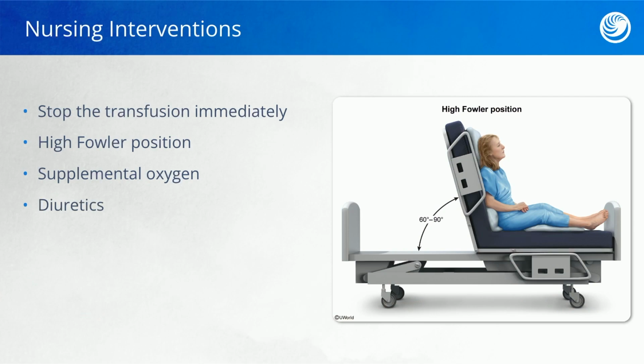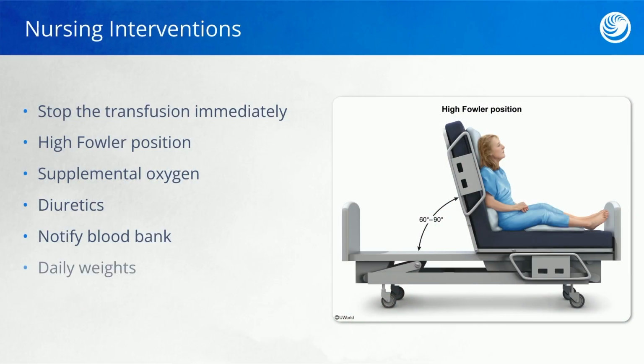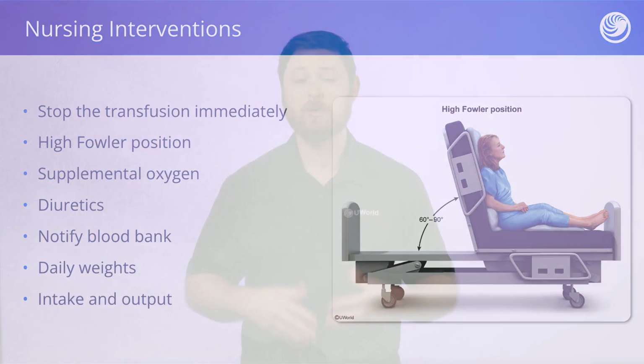Diuretics are commonly ordered and administered to help remove the excess fluid volume from the body, and we should notify the blood bank and save the blood specimen in order for them to test it and make sure that the client has not experienced another type of blood transfusion reaction. Lastly, we want to monitor daily weights and intake and output to assess for any further fluid volume retention and for fluid volume loss.